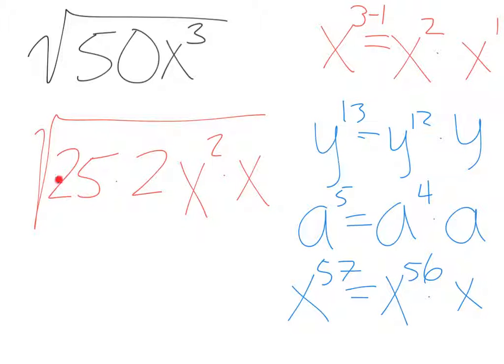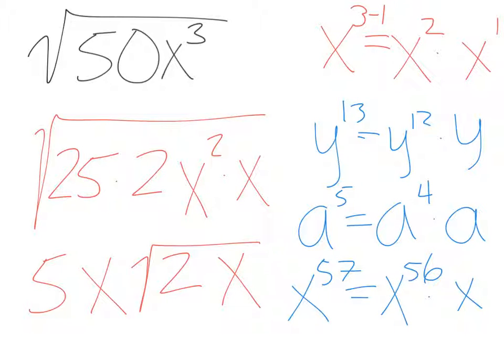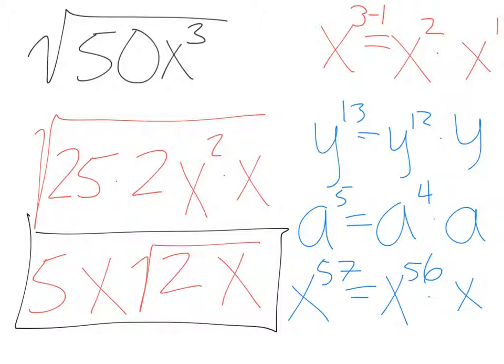So now I can take the square root of 25. The square root of 25 is 5. If I try to take the square root of 2, it's going to give me some kind of very long, non-terminating, non-repeating decimal. So that means that square root of 2 is an irrational number. And I'm just going to keep that 2 under my square root symbol then. So then I move on, square root of x squared. The square root of x squared is x. And then finally, the square root of x, again, that's something that I can't take the square root of. So I'm going to leave it under my square root symbol. So my final answer will be 5x and then square root 2x.